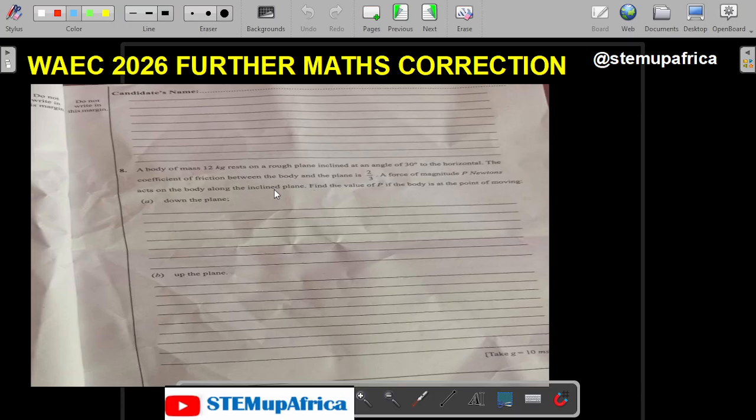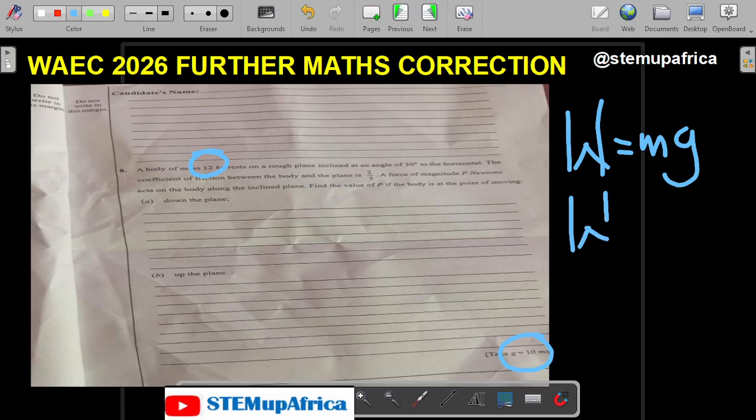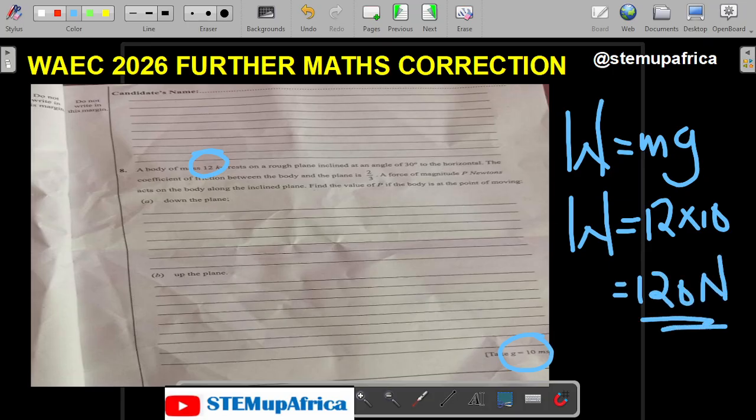So let's draw the first diagram for the inclined plane. We know that weight is mg, which is mass times gravity. They gave us g as 10, to calculate the weight of mass 12 kg. So my weight is now 12 times 10, which gives us 120 Newton as the weight. So instead of saying 12 kilograms, we now have the weight of 120 Newton resting on the body.